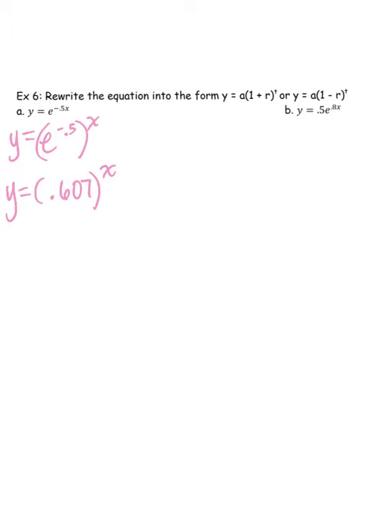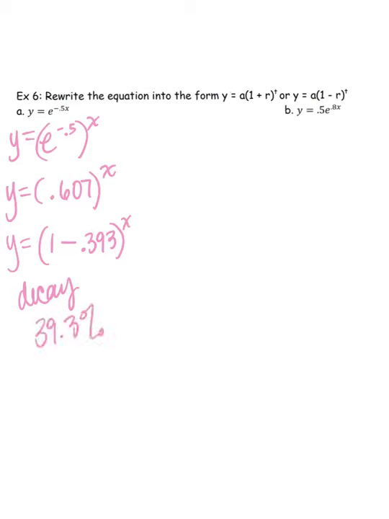So again, at this point, I know it's going to be a decay because now my base is a number less than 1. I knew it was a decay to begin with because it had a negative exponent, but this just proves it to me. So I need to rewrite that in the form of 1 minus r. So this is going to be y equals 1 minus, the complement of that, 0.393 raised to the x power. So again, I know it's decaying, but now I can give the exact rate at which it's decaying, which is 39.3%. Remember, I take that decimal, move it 2 places to the right, and that gives me the 39.3% decay rate.